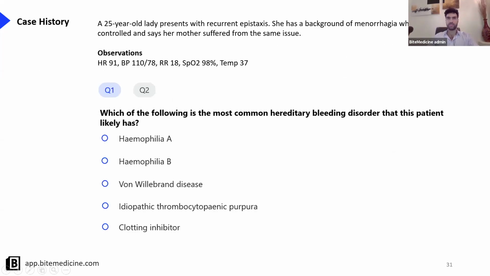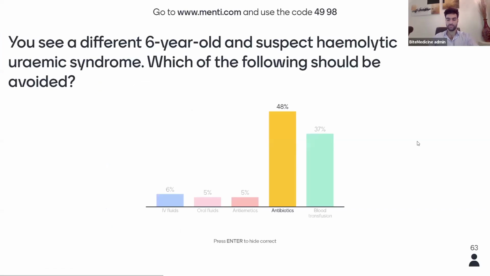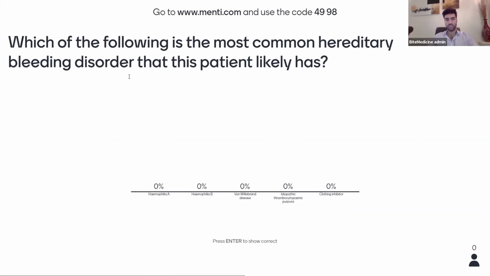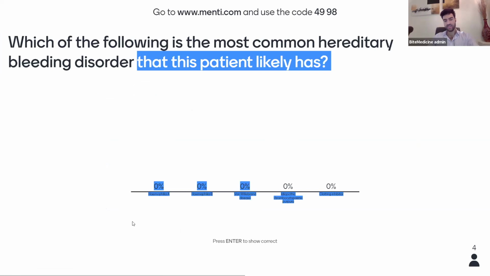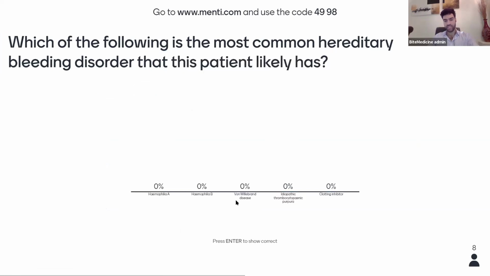Let's move on to the question. Which of the following is the most common hereditary bleeding disorder that this patient likely has? Haemophilia A, Haemophilia B, von Willebrand disease, idiopathic thrombocytopaenic purpura, or clotting inhibitor?